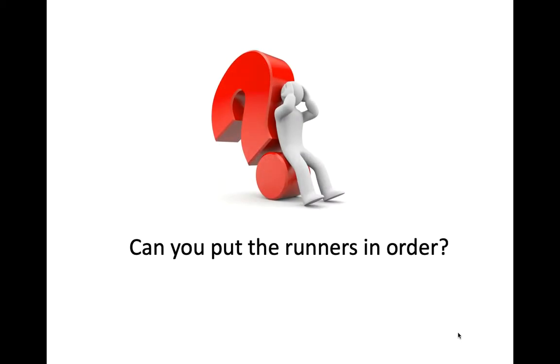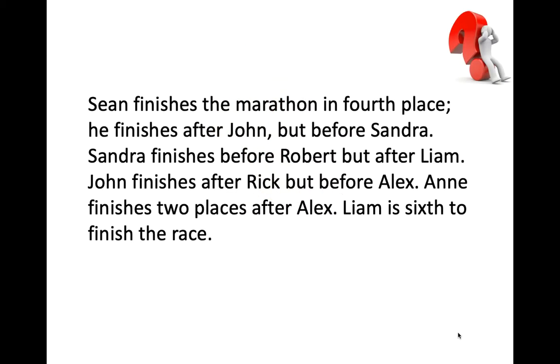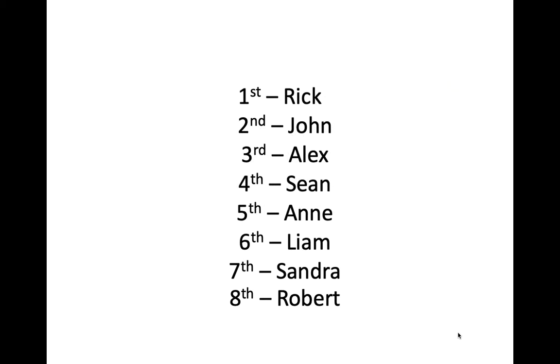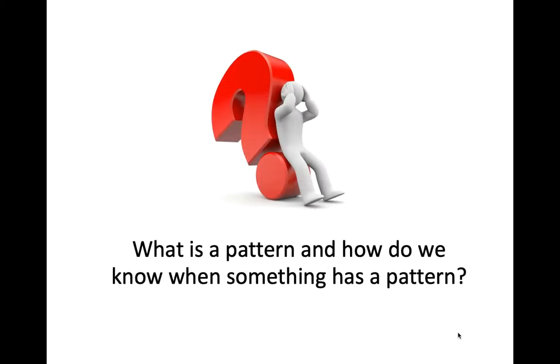Okay, so to start off with, I want to get your brain thinking a little bit, and I'm going to give you this scenario. What I want you to do is pause the video and then try to write these names in order of who came first through to who came last in this particular marathon. And once you're finished, you can take a look at the solutions. These take all the information that was embedded in that description and put things in order so we can see how the runners came in from first to eighth.